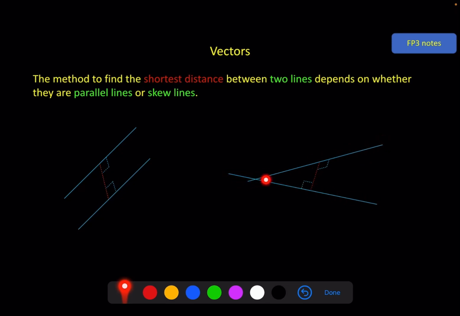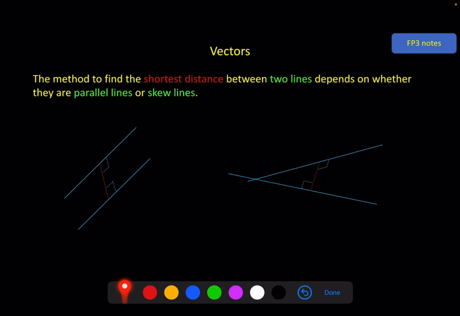So here we've got the line, let's say this is going along the screen, and let's say this one is going into the screen and out of the screen. And in red, I've tried to show the shortest distance between these two. And of course, the shortest distance here is the same anywhere along these 2 lines.